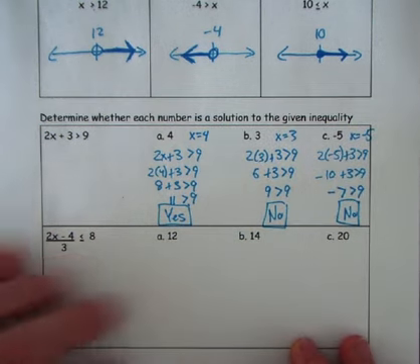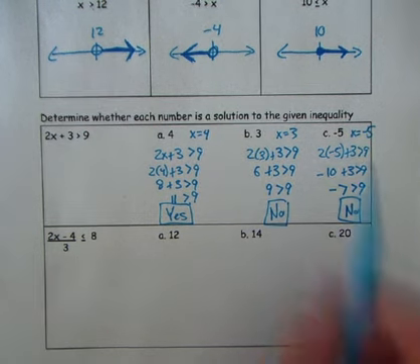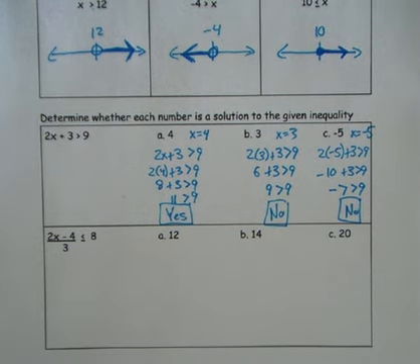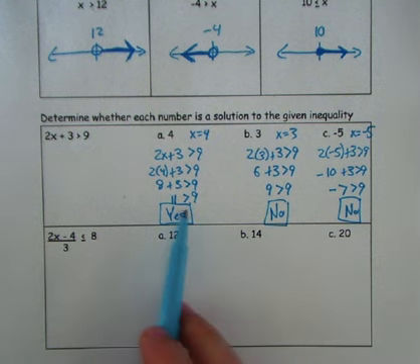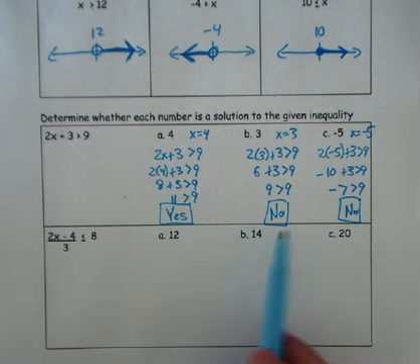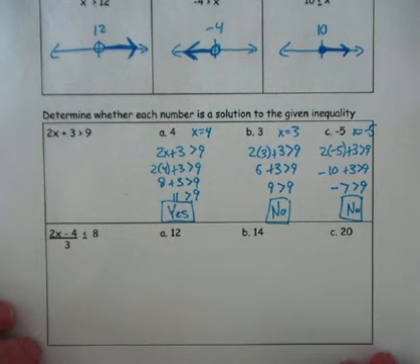Okay, so here we have just plugged in whatever value we get for x, and we're going to solve the inequality. If it's true, it's going to be yes. If it's not true, it's going to be no. Okay, let's move on to our last example.